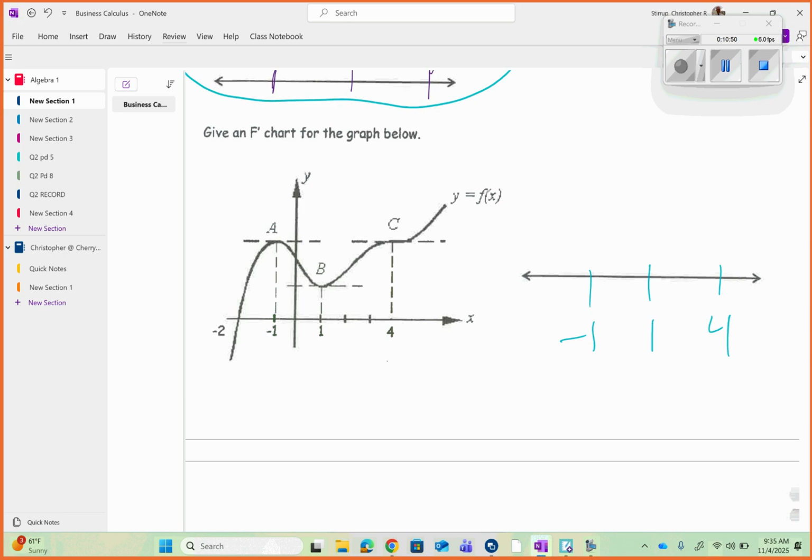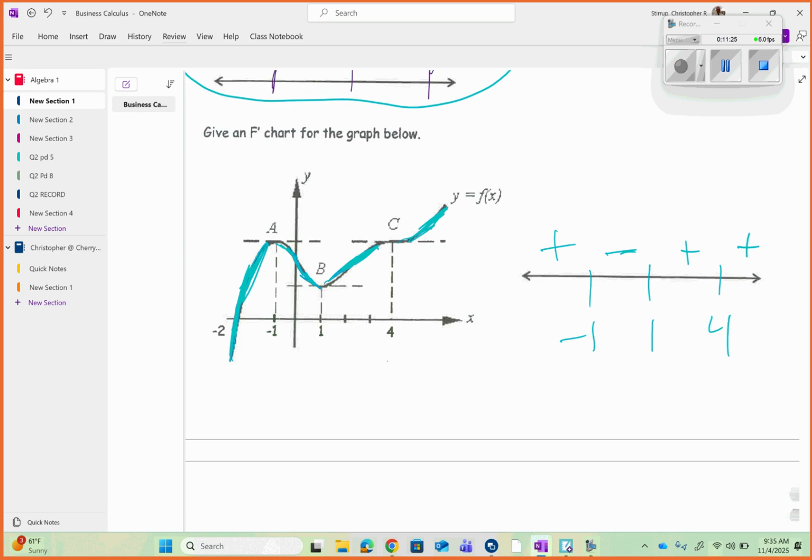Perfect. So what is the slope here, positive or negative? That blue region, what's the slope? It's positive. What is the slope here? This next region. Negative. What is the slope here? And then what is the slope here? So you've just created a sign graph, or sign chart, based on what the graph is doing.